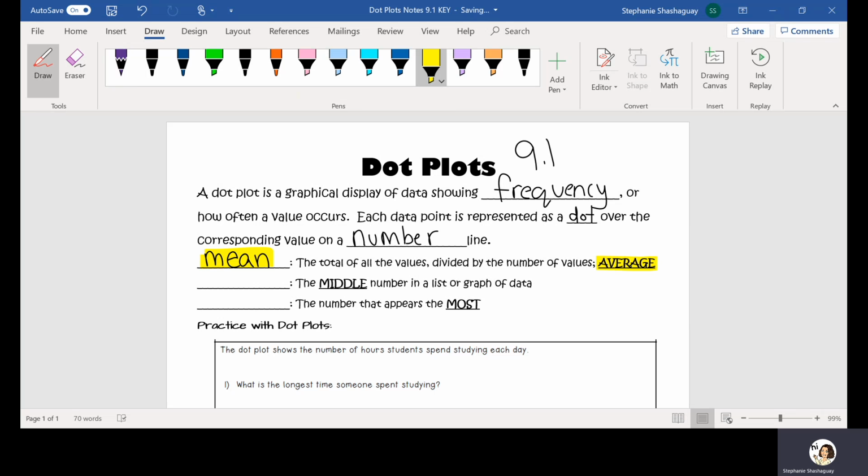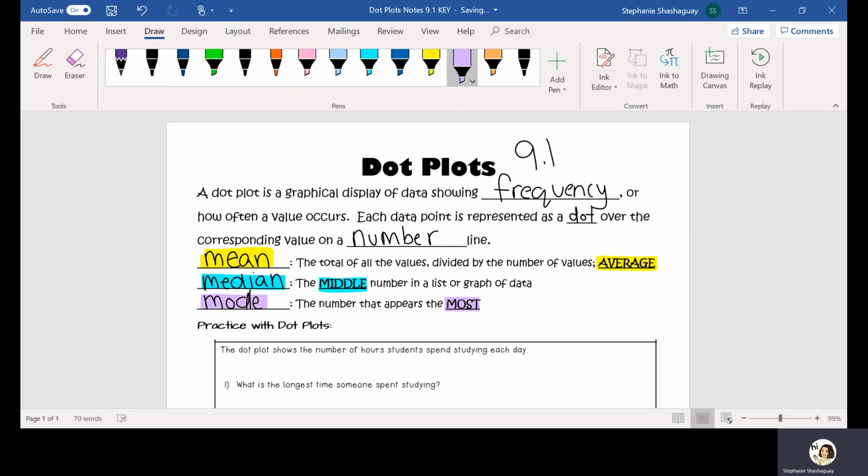Okay, the middle number in a list or a graph of data is considered the median. That is the middle number. And then finally, the number that appears the most we're going to remember is our mode. Okay, so mean, median, and mode.